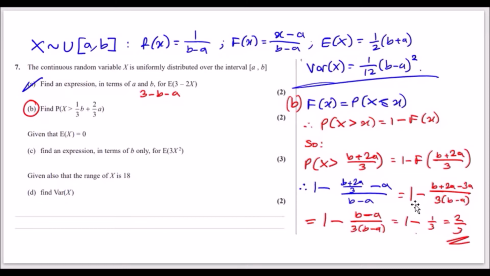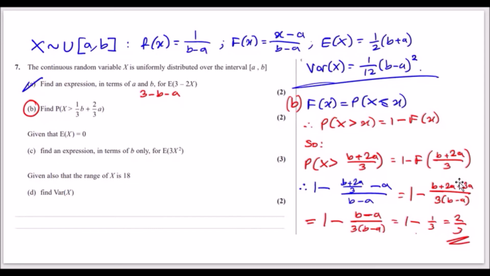So those are quick algebra. My advice, when you've got a fraction and a fraction, times up and down by that value underneath. So you've got 3, then just times up and down by 3. So you should get b plus 2a minus 3a. And of course, you times 3 to the bottom, so it looks like that.